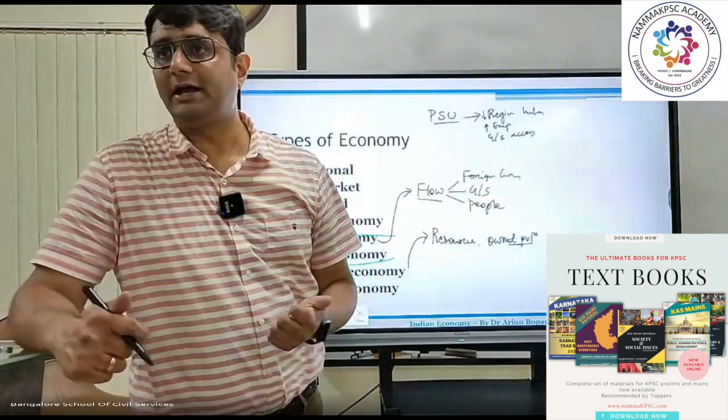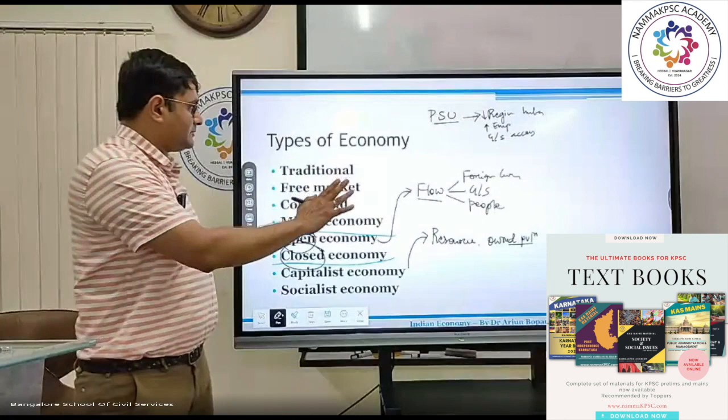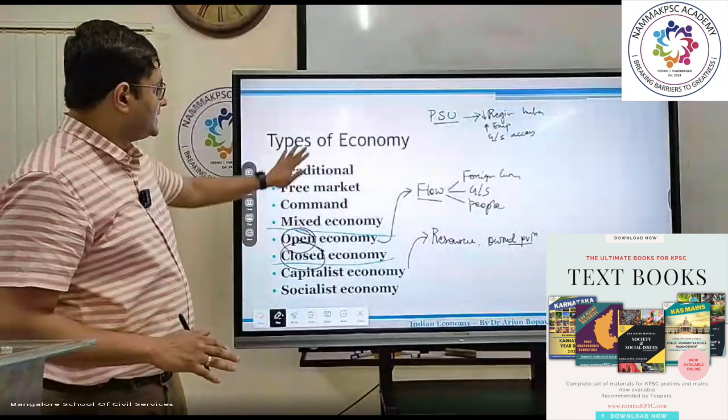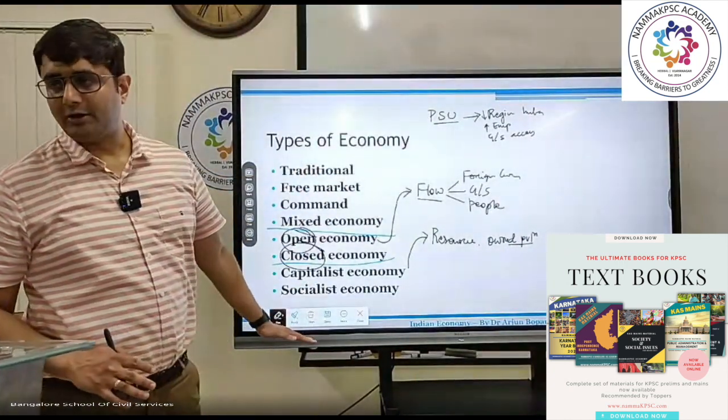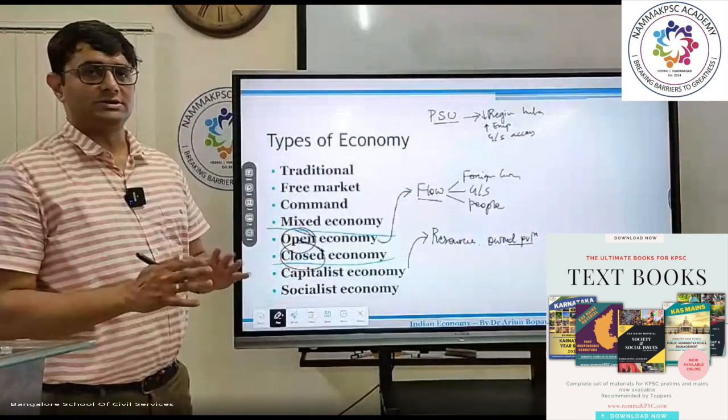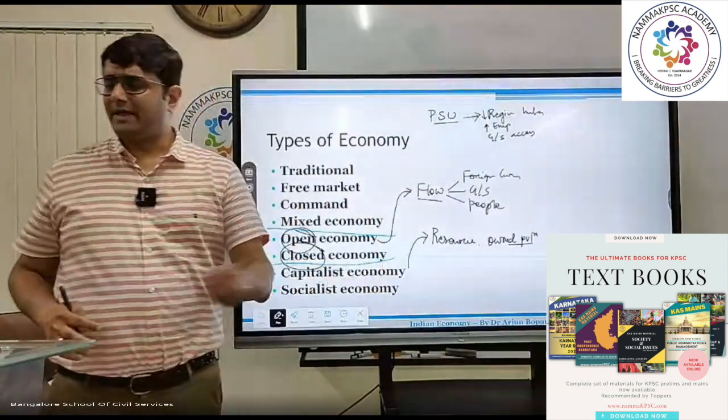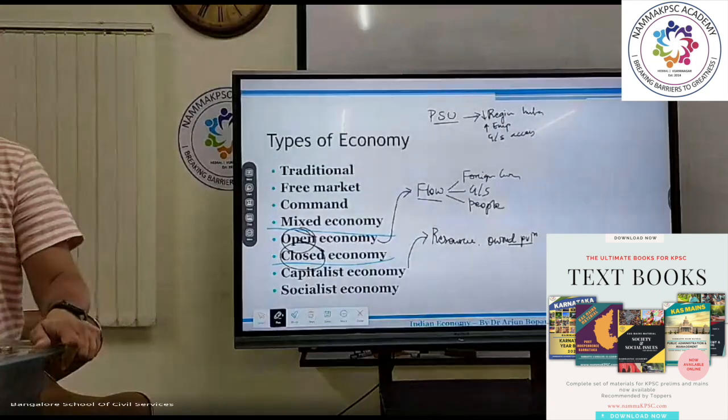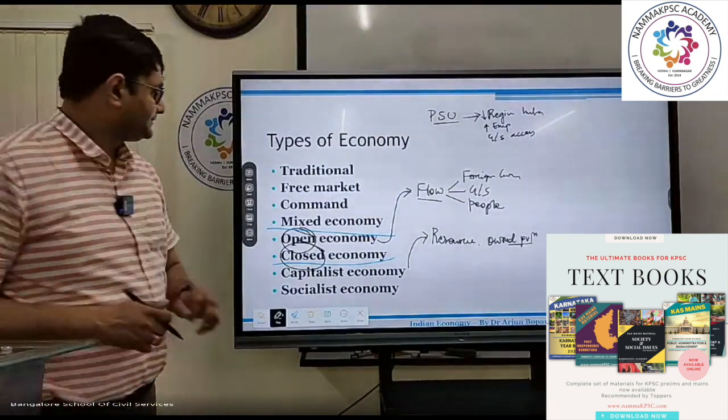So these are the different types of economy. So what is economy, micro and macroeconomics, and the different types of economy. Capitalist, this one: just one line on that is important in case they ask in the examination. Is that okay, guys? Next.